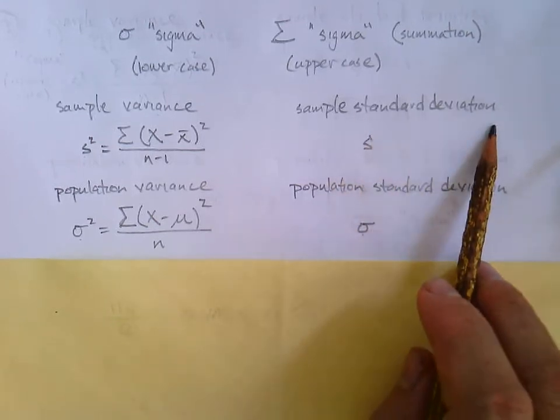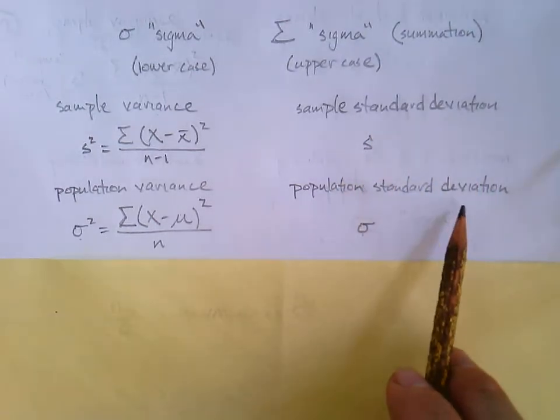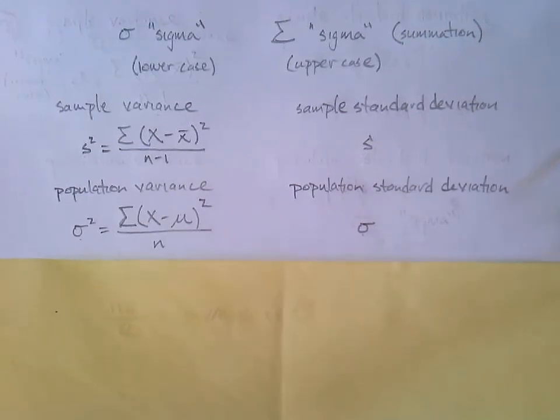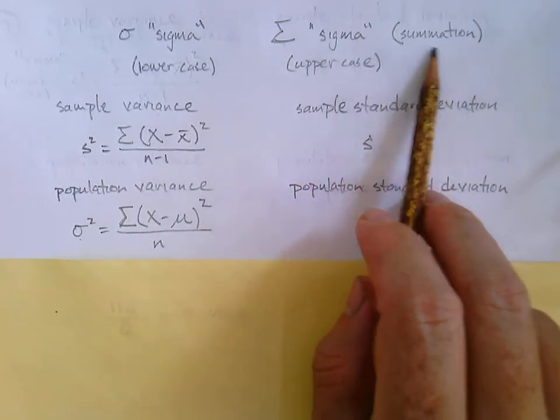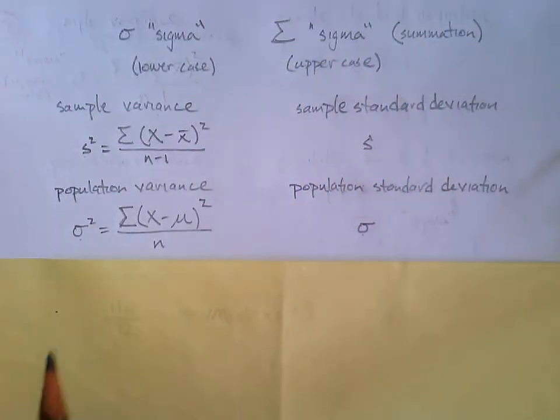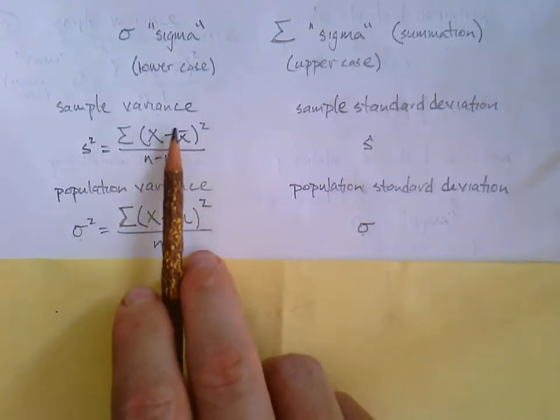S for standard deviation, sigma for standard deviation, just the Greek letter S. And then the uppercase sigma, because that stands for summation, which starts with an S as well. Now, what's going on amongst these formulas?